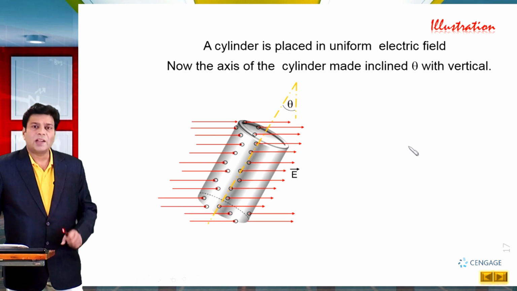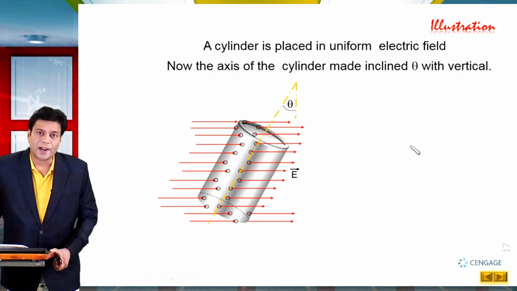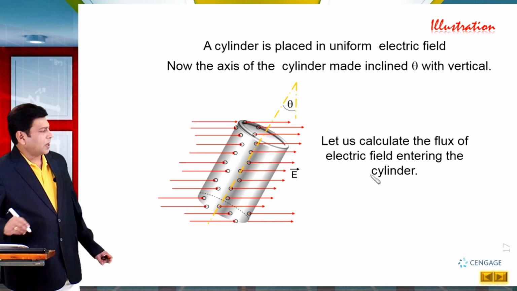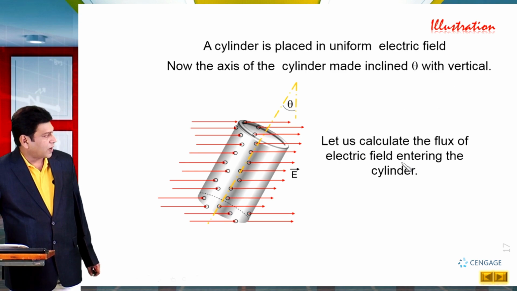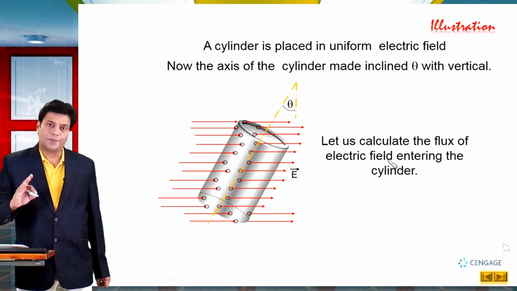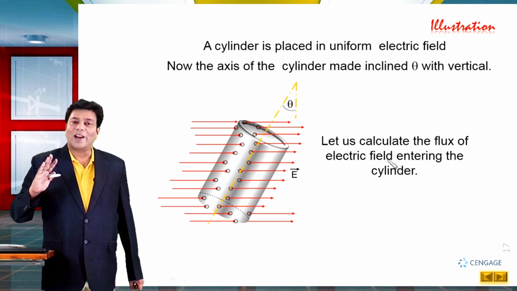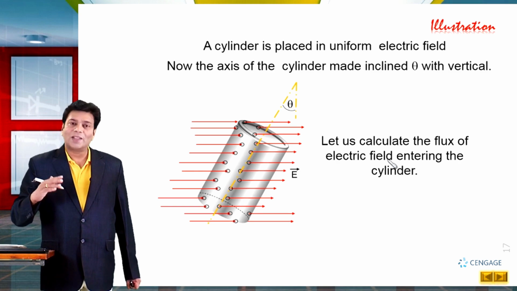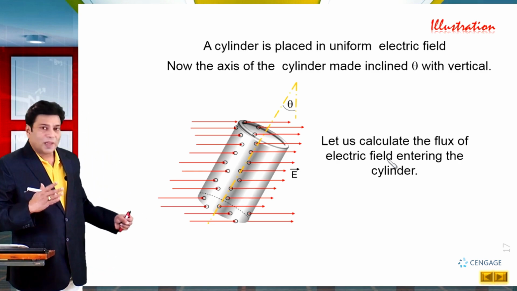And let us calculate the flux of the electric field entering the cylinder. One observation which is very important: in this question we are asked to find the flux entering the cylinder. We are not asked to find the net flux. For answering the net flux, it is very easy. That will be 0. Why?